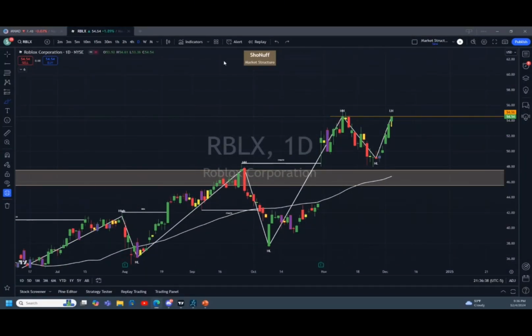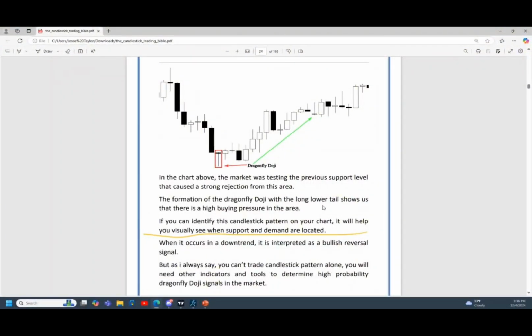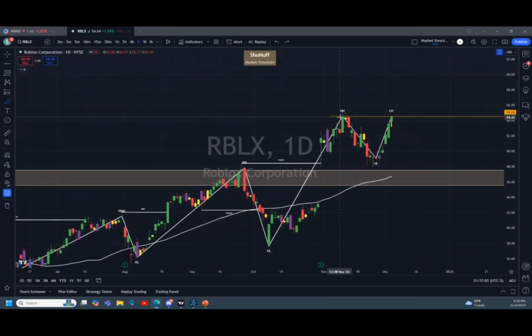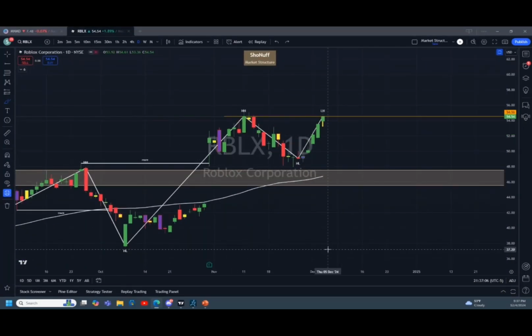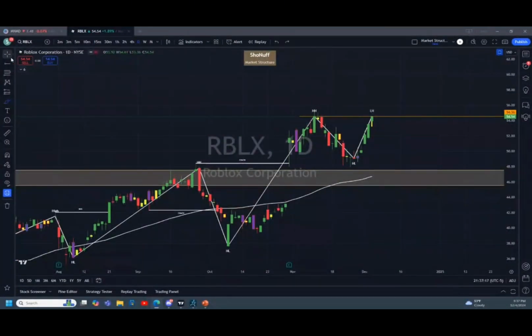All right. There you go. Dragonfly Doji, right? Formation of the Dragonfly Doji with the long lower tail shows that there is a high buying pressure in this area. When it occurs in a downtrend, it is interpreted as a bullish reversal signal. Right there, downtrend. What we have here? Downtrend. Boom. That's it. That's all I look for. Those pullbacks.